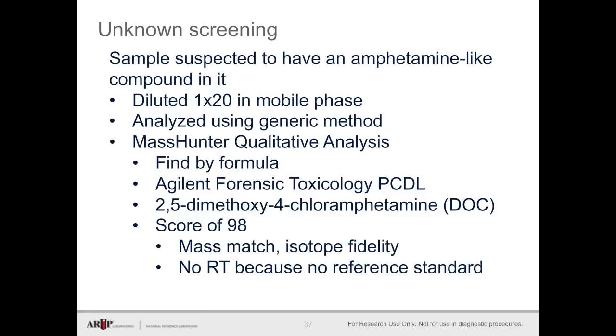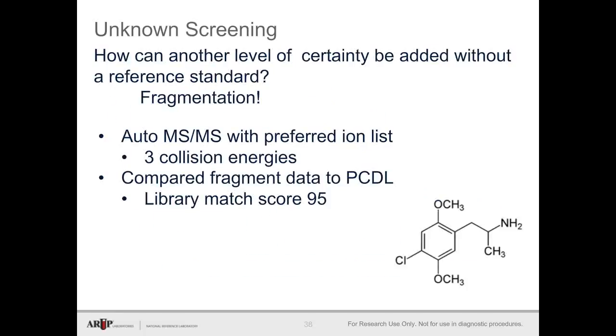Since I didn't have a reference standard to verify the retention time, I made an auto MS/MS method on the QTOF, knowing that the fragmentation would give me another level of certainty. When comparing the fragmentation pattern to the library, there was a match score of 95. So I had a 98 on the first match score and a 95 on the library score. So do we even need to order a reference standard? It's an interesting question to think about. If you have an excellent score for mass match, isotope fidelity, and fragmentation pattern, what are the chances the software is telling you wrong?